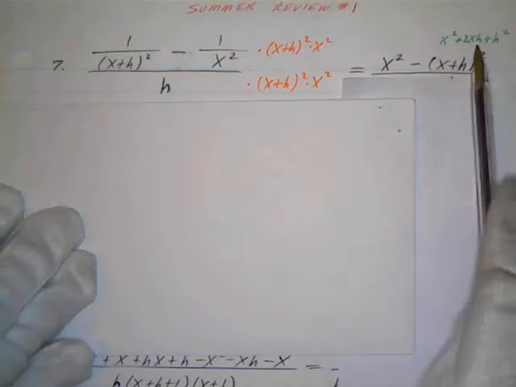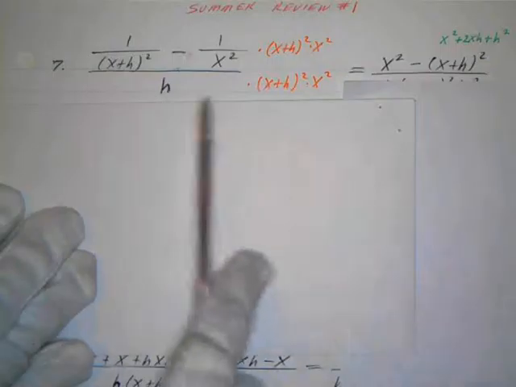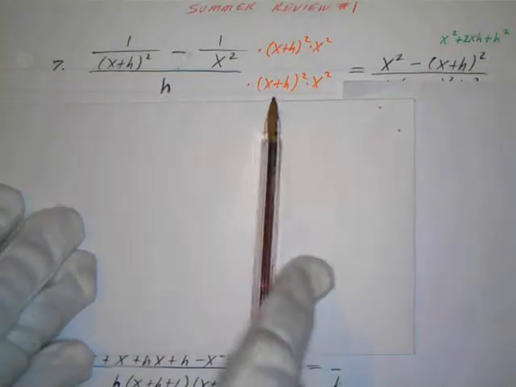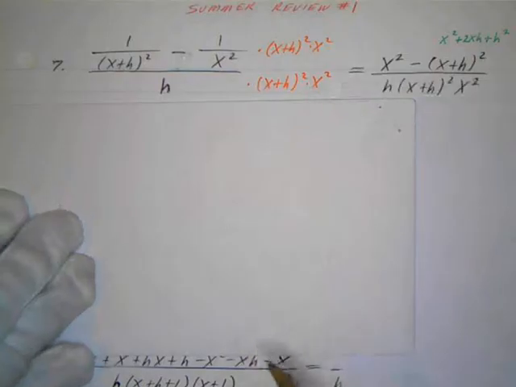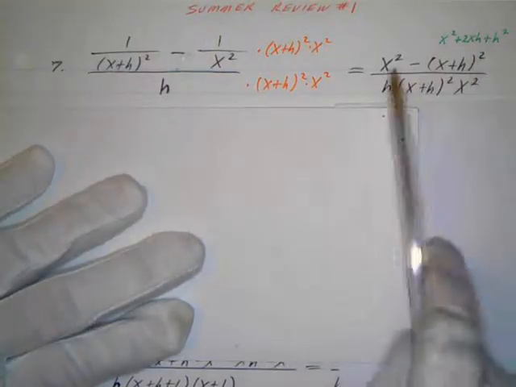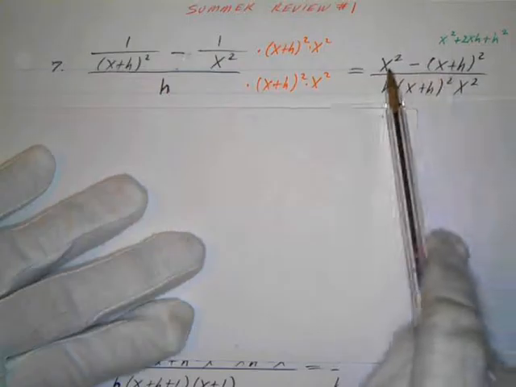It's just a binomial squared, so we know that. And in the bottom, I have no help at all, so I have this whole shebang here, h times x plus h squared times x squared, and that's what I have there. Okay, then my next step is, since I've got this written, I can simplify this.